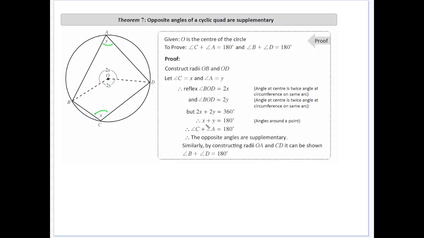Divide every term by 2 gives us x plus y is equal to 180 degrees. So there's those two angles, which are opposite angles in the cyclic quadrilateral, and they must be supplementary. There we go. So there's our proof, and because those two are supplementary, the other two must be supplementary. If you want to prove that, you can construct the radii to OA and OC and then prove that. But there's only two other angles in your quadrilateral, and we know that the quadrilateral has to add up to 360 degrees in its angle sum, so the other two must add up to 180 as well.